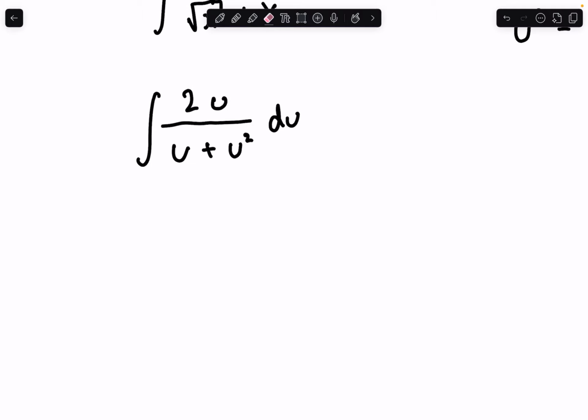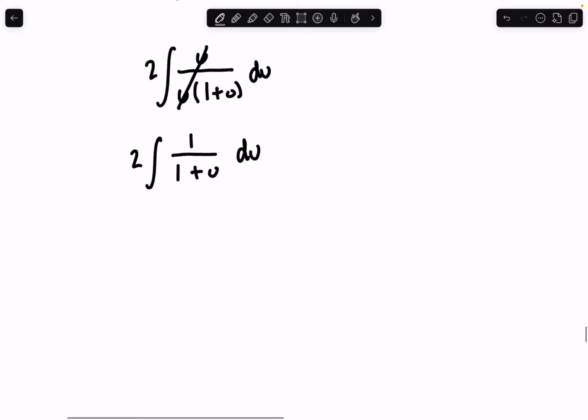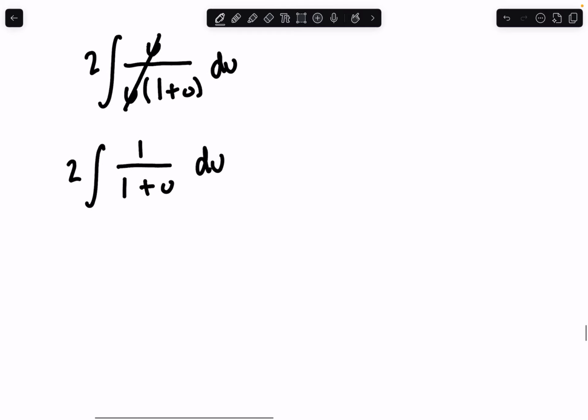So what this gives us on the bottom, we're going to move this 2 outside. We get 2 times u divided by u times 1 plus u. Now these u's are going to cancel out, and so what we're left with is the integral of 1 divided by 1 plus u, all times 2. We could look at this and probably see the answer here already, but for the sake of completeness, we're going to do one more substitution.